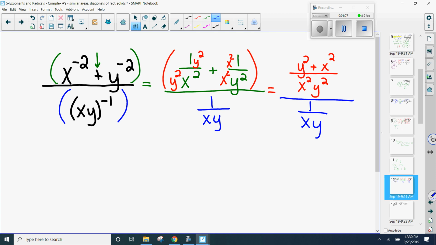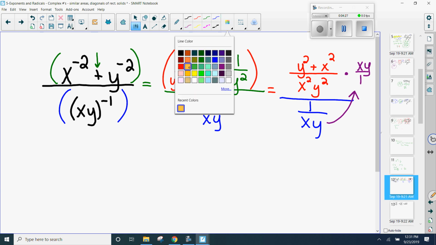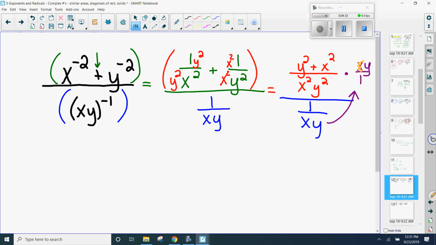How do you divide fractions? Keep, change, flip. So I'm going to keep the first, change it to multiplication, and flip this, which makes it xy over 1. There's where your xy in the numerator comes from, Wilson. Does anything cancel right there? Yes. You can't cancel terms, but you can cancel factors. So this xy cancels with one of them there. This y will cancel with one of them there. So you end up with y squared plus x squared over xy.